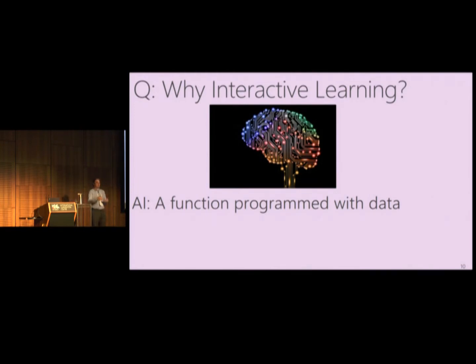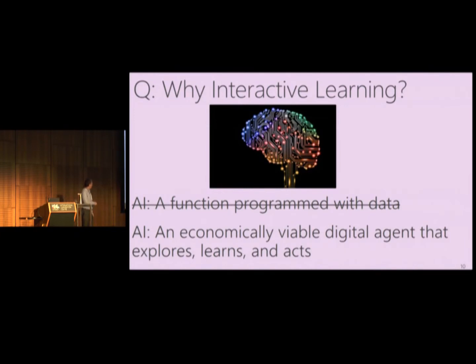I think this is a lowering of expectations compared to what I thought of as AI when I was growing up. And of course, there's artificial general intelligence. I don't mean that. I just mean, can we call something intelligent? And I kind of feel like static functions don't do it for me. I think that AI should be an economically viable digital agent that explores, learns, and acts. So this is closer to my internal idea of what an AI is than a function programmed with data.